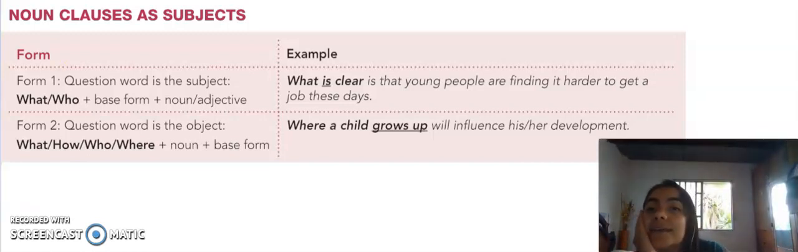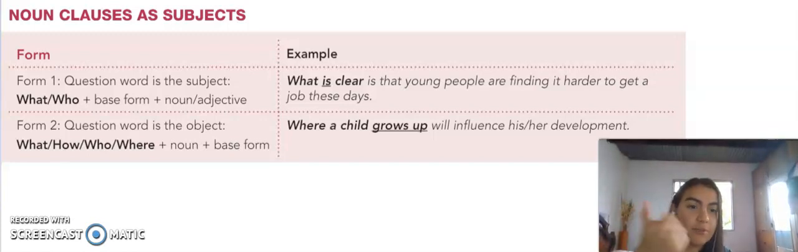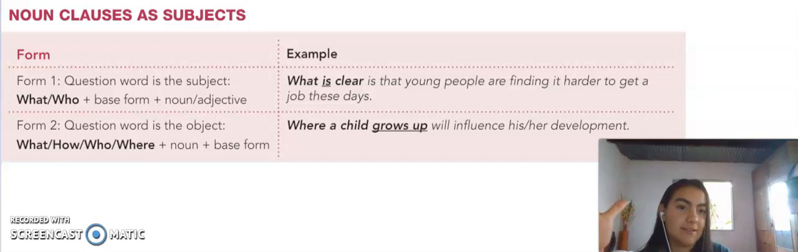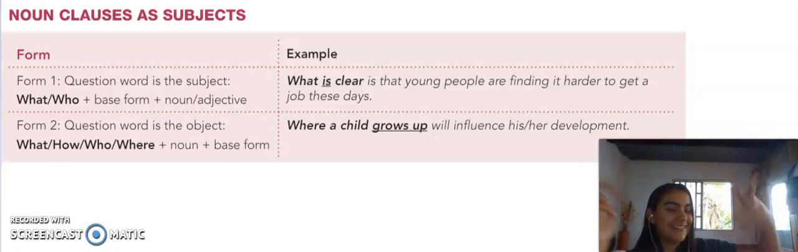A noun clause is a clause, which means a group of words in which I have a verb, that works as a noun in a sentence, right? So usual nouns are just words, right? Places, people, animals, all of those are nouns. And things, right? But a noun clause is when I use a sentence as a noun. That's it. Pretty simple, right?